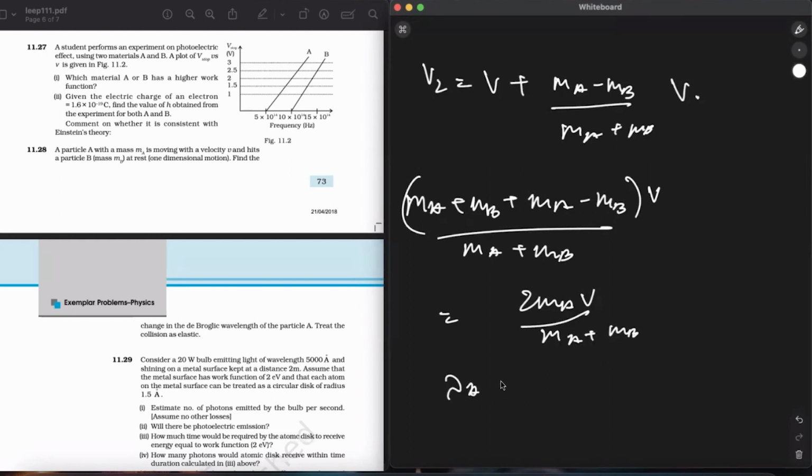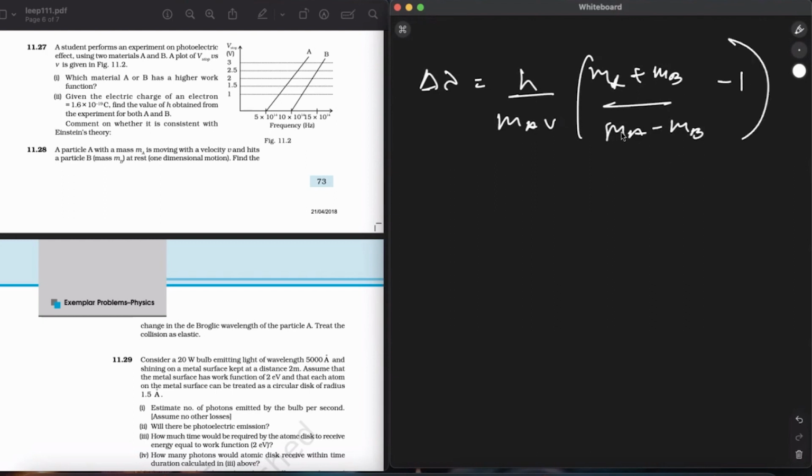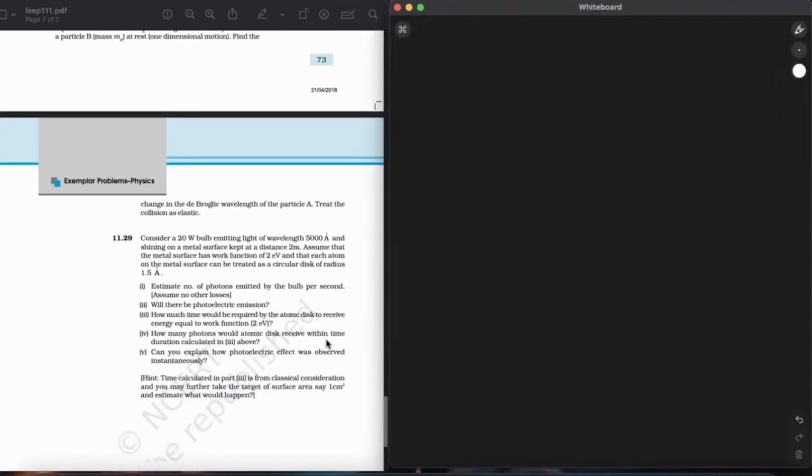So lambda A initial was h upon MAV, and lambda A final will be h upon MAV. Now if I want to write the change, delta lambda, I'll take h upon MAV common as it is, (MA plus MB) upon (MA minus MB) minus 1. So this will be your delta lambda for this question. Okay. Now moving on to the last question.